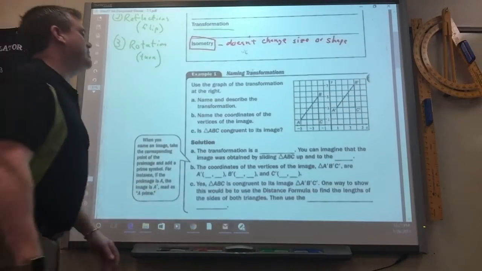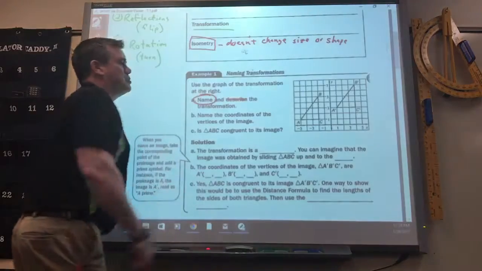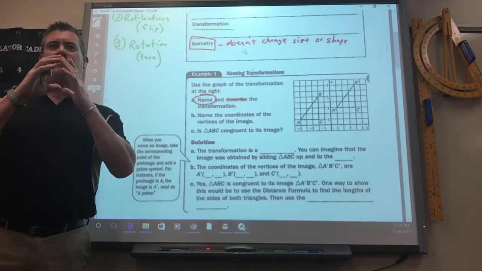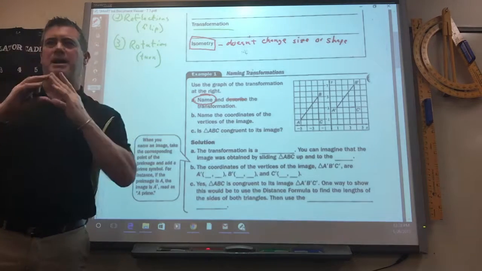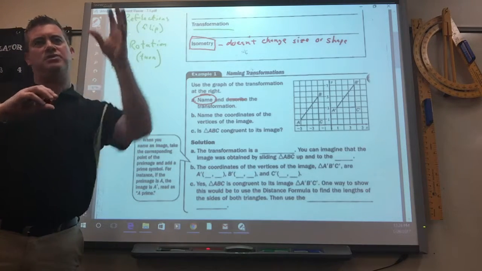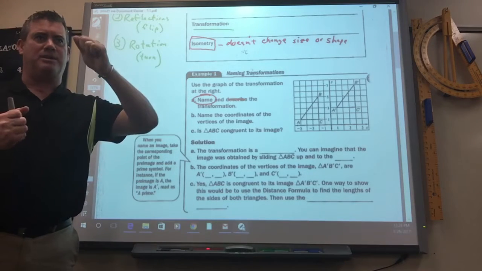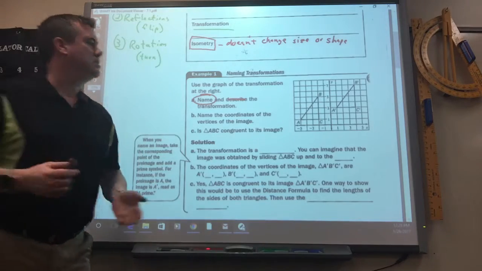Okay, today we're not going to describe, we're just going to name the transformation. A translation means it looks exactly the same, it's just in a different spot. A rotation, it's been turned. If you turned your book or your iPad, it would eventually look exactly the same. A reflection is backwards.